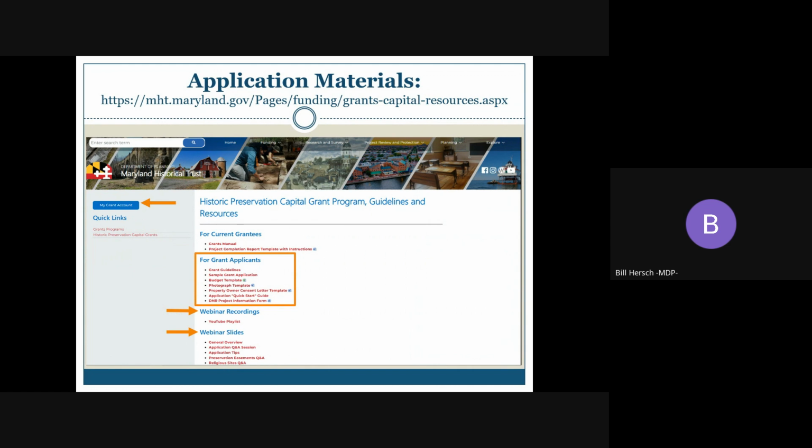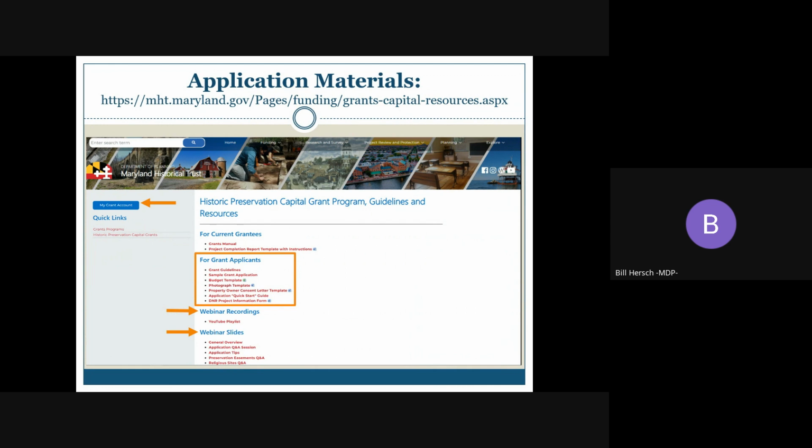This is the page where you can access application materials. They're located under the heading For Grant Applicants. The links include the grant guidelines, a sample grant application, a budget template with instructions, the photograph template, the property owner consent template, the application quick start guide, and the Department of Natural Resources project information form, which you're only going to need if you're applying for a grant on land owned by DNR. If that's the case, you'll need to fill out this form and return it to your park manager. MHT does not review this form, and it doesn't need to be included in your application.